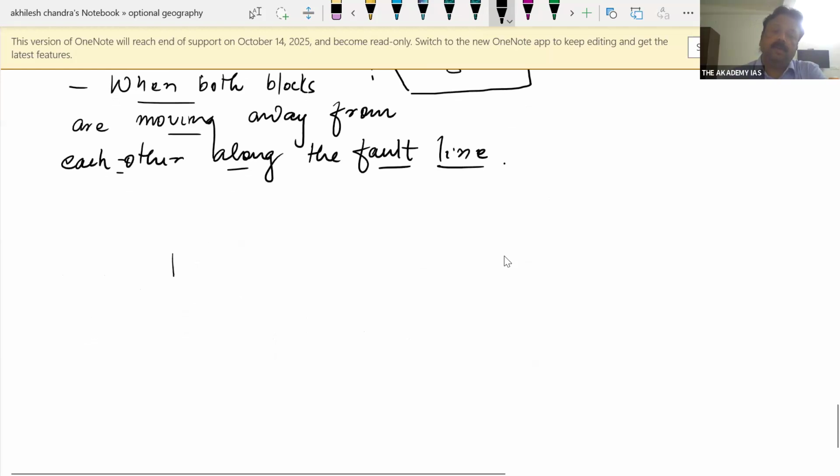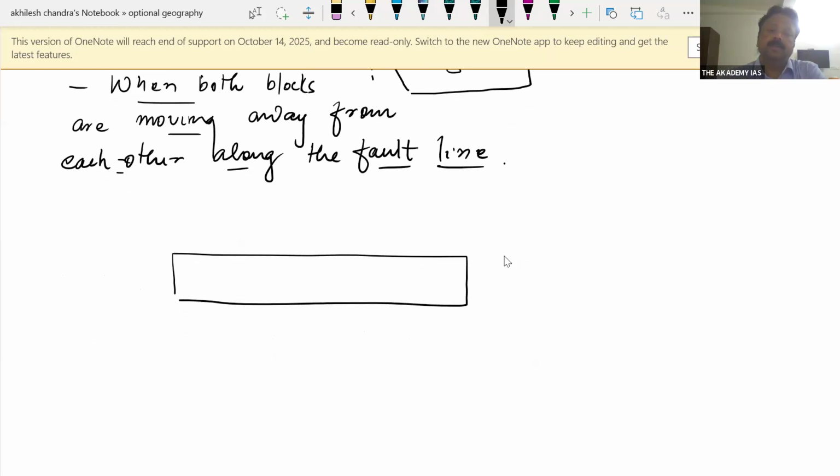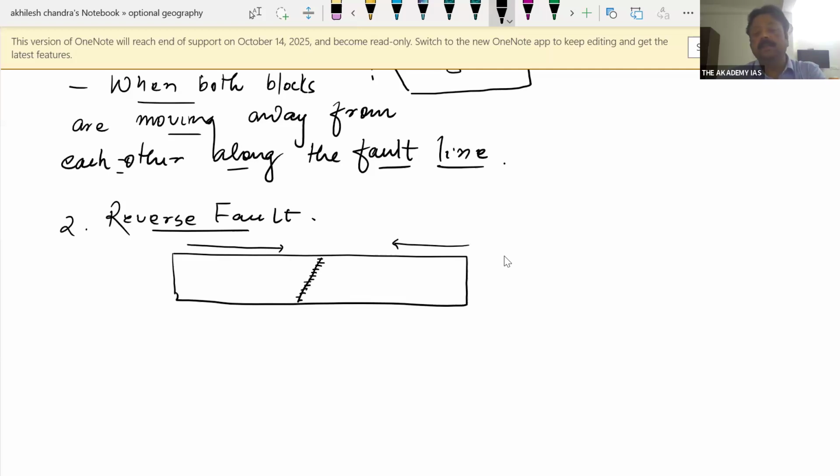Let's talk about reverse fault. A reverse fault is also called a compressional fault. Second one is reverse fault. Reverse fault is due to compressional force. So here the compression is there. And this is the fault line that develops. And along the fault line, the movement takes place.